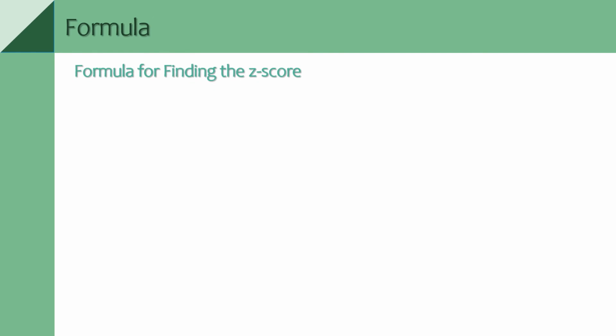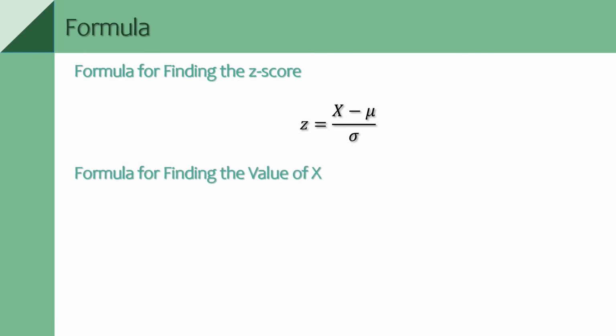Okay, so formula for finding z-score. Okay, this one, and then through this we can derive the formula for finding the value of x. So that is x is equal to z multiplied by the standard deviation plus mu.